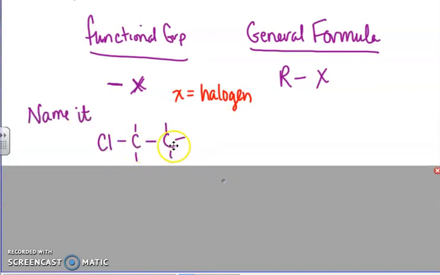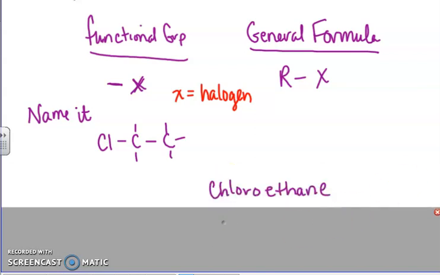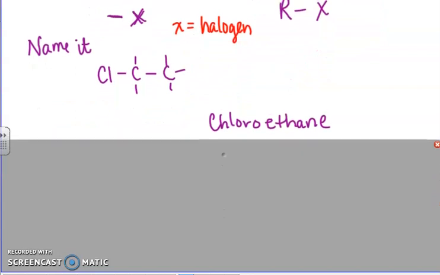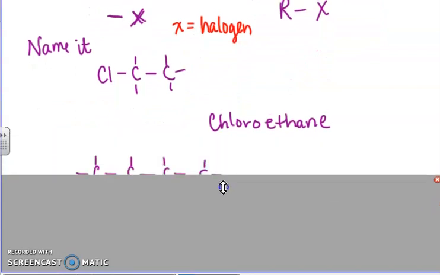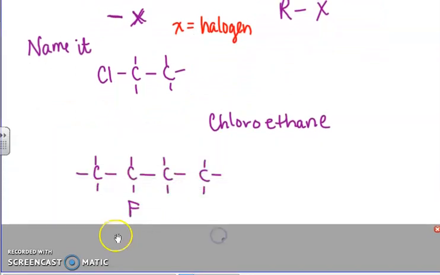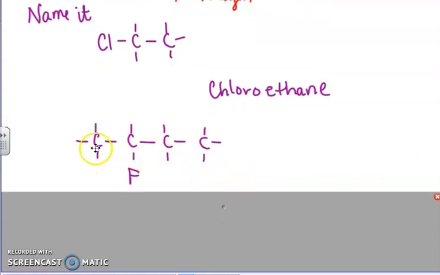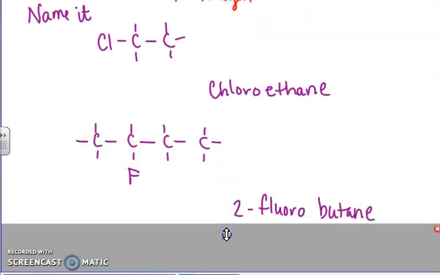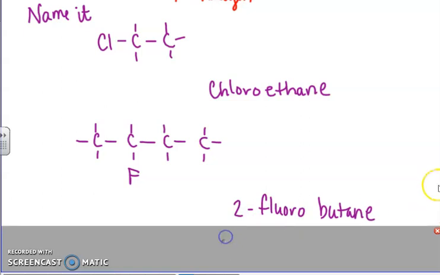This is an ethane, right? A 2-carbon chain is ethane, but it's got this chlorine on it. It's abbreviated as chloro, so this would be called chloroethane. Pretty nice. Okay, here's another one. This has a fluorine on it, and it is also a butane, so we have to tell what number it is on because it's not on number 1. So this would be 2-fluorobutane.